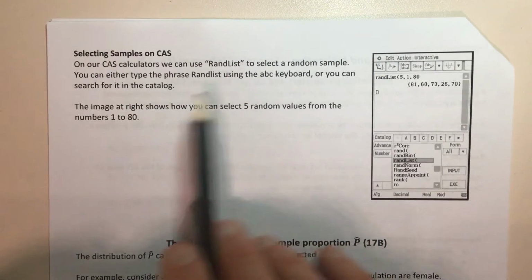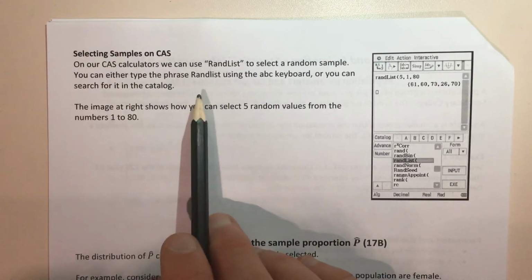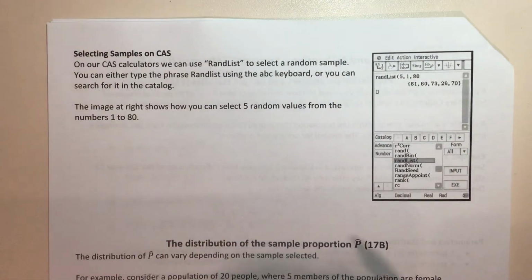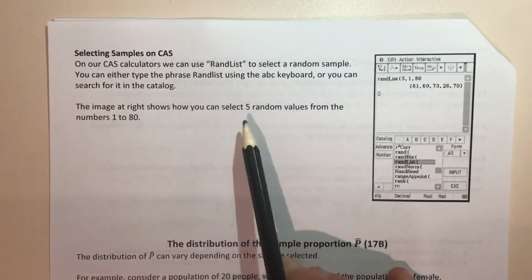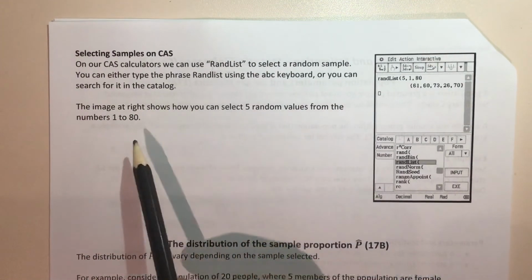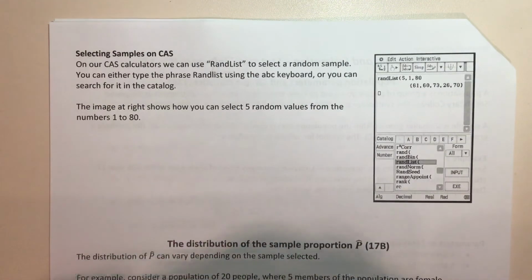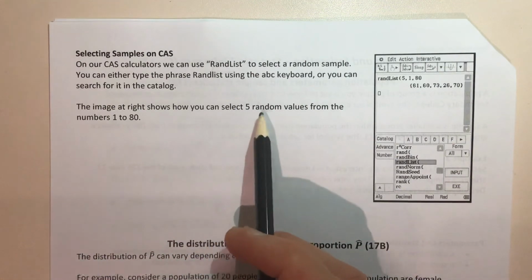But essentially what you do is you type in the number of values that you want to choose, then you type in your lowest and highest values. So for example, if we were trying to choose 5 random values from the numbers 1 to 80, say we've got a group of 80 people, but we just want to randomly survey 5 of them.